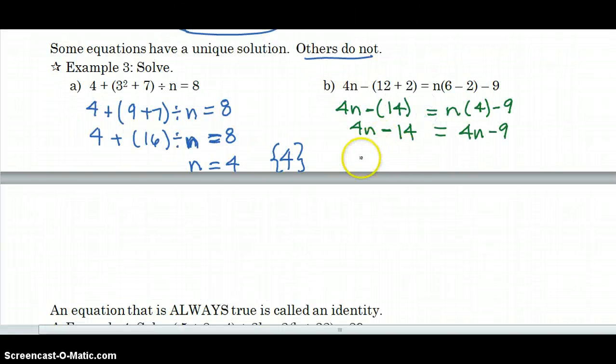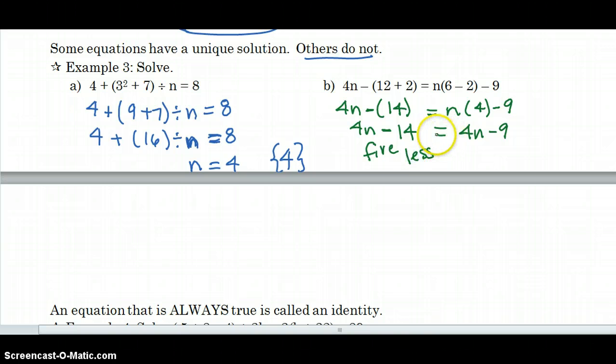Now, no matter what value I substitute in for n, in other words, I replace n with whatever value, the problem I have here is 4n minus 14. It's always going to be 5 less than 4n minus 9. If we were talking about money, I have 4n dollars, take away $14. Here I have 4n dollars, take away $9. Here I am more in debt than I would be if it was just negative 9. So this side is always going to be 5 less.